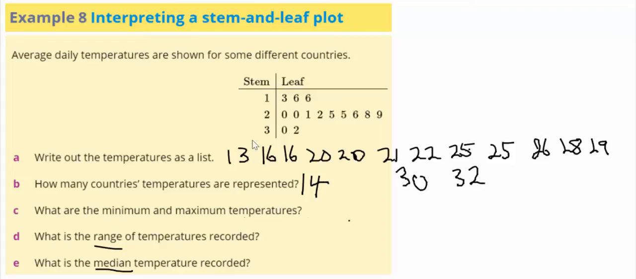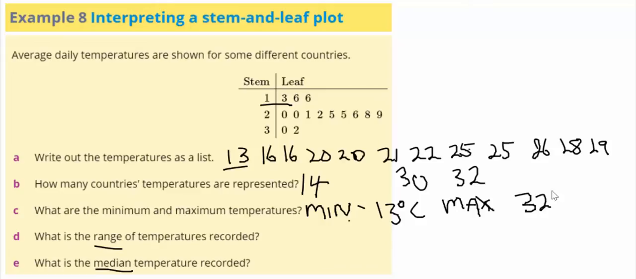What are the minimum and maximum temperatures? Well, the minimum temperature is 13, which we have here and also identified here. And our maximum, again, 32, or also here. So 32 is our maximum. So I should write that minimum and maximum. Let's do it properly and model the right thing to do. Our minimum temperature is, what do we say, 13 degrees Celsius. Our maximum temperature, what do we say, is 32 degrees Celsius. Let's model it correctly.